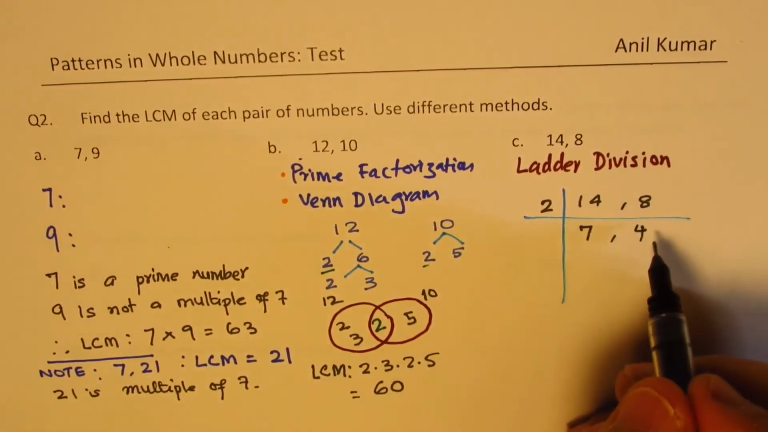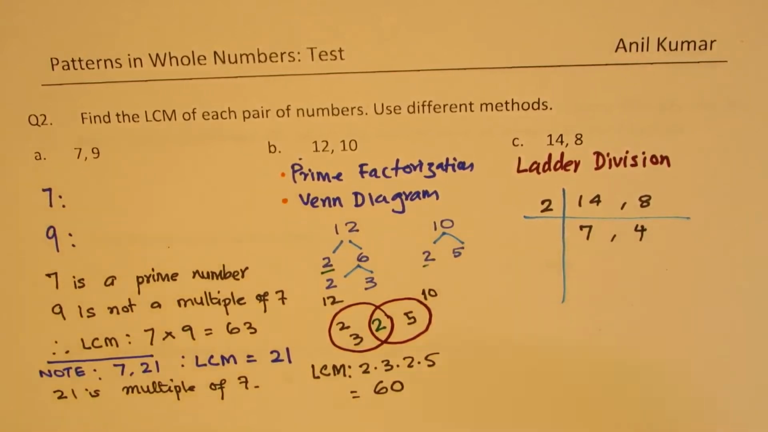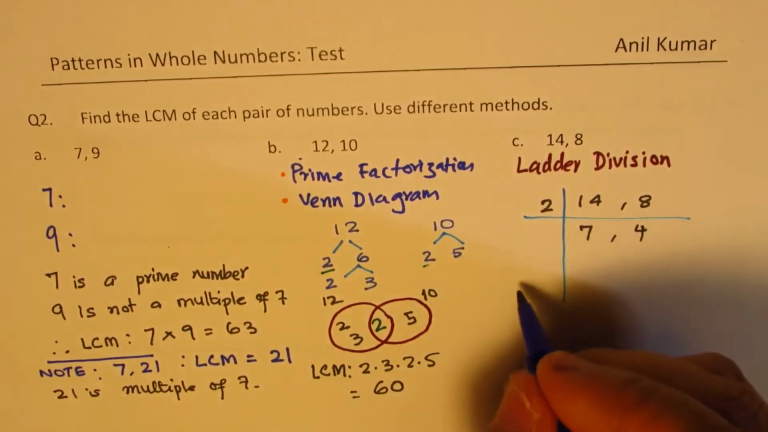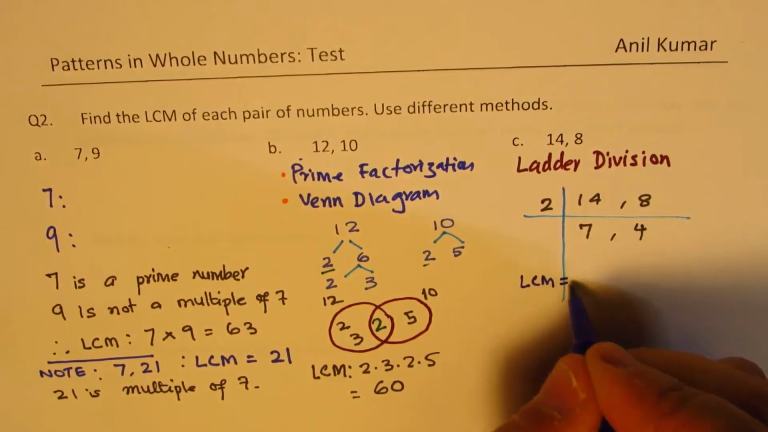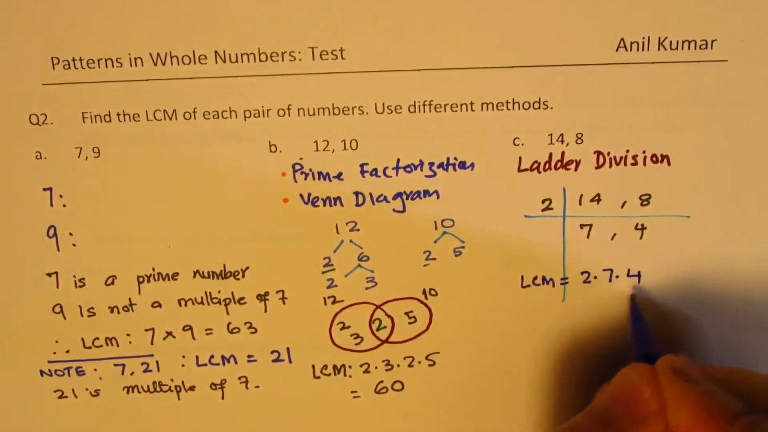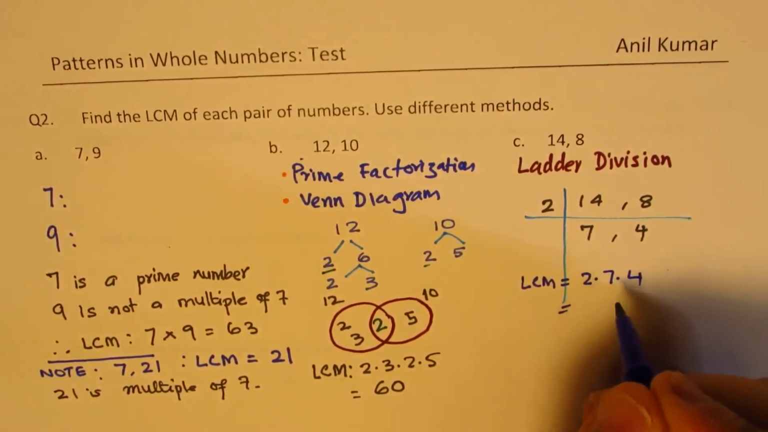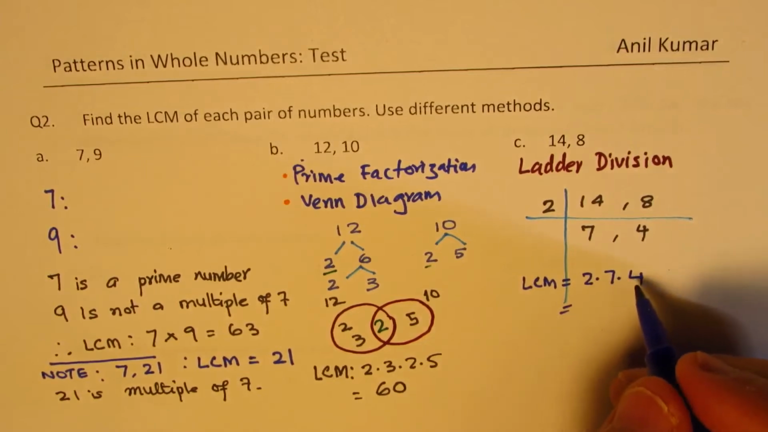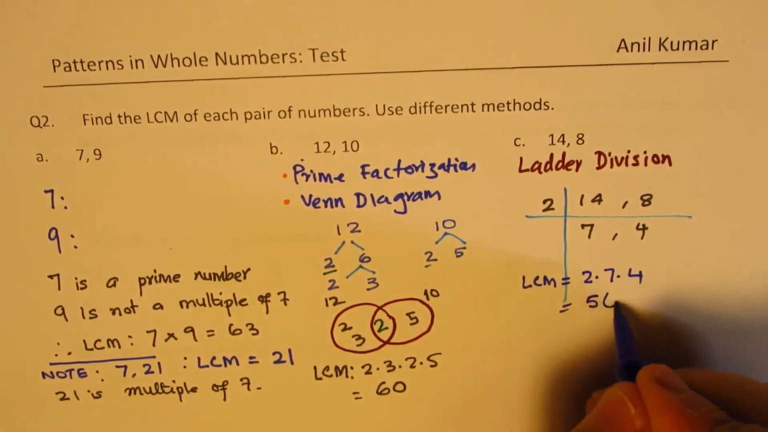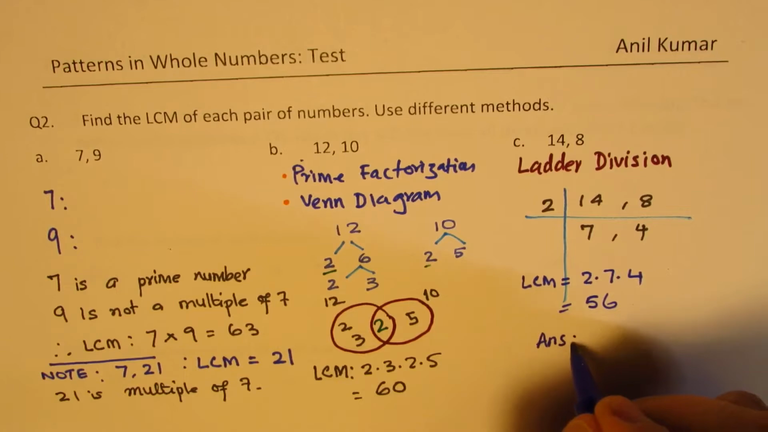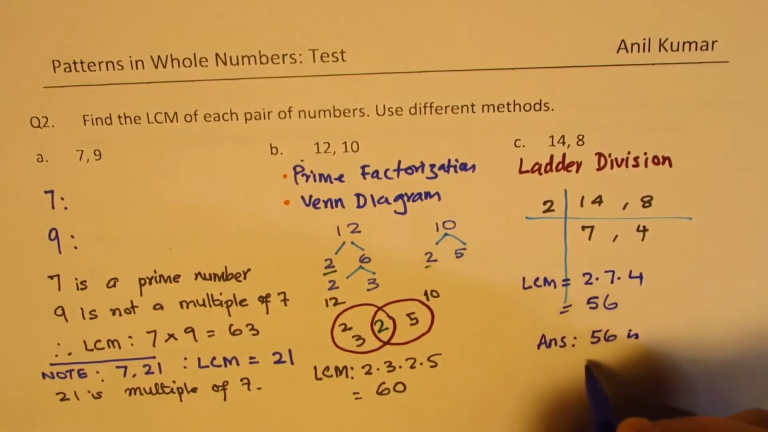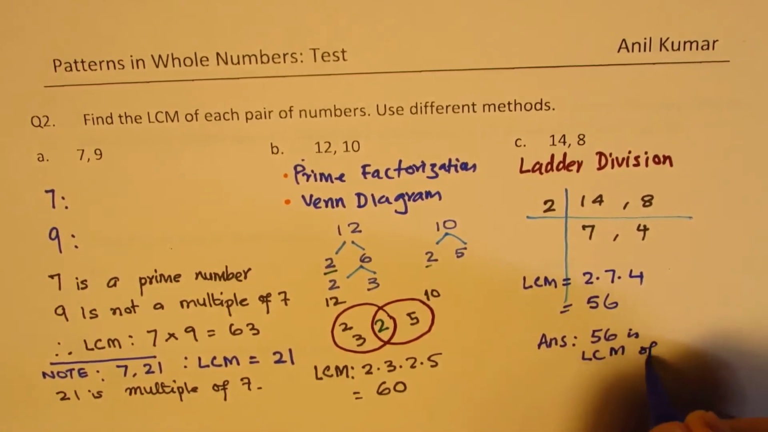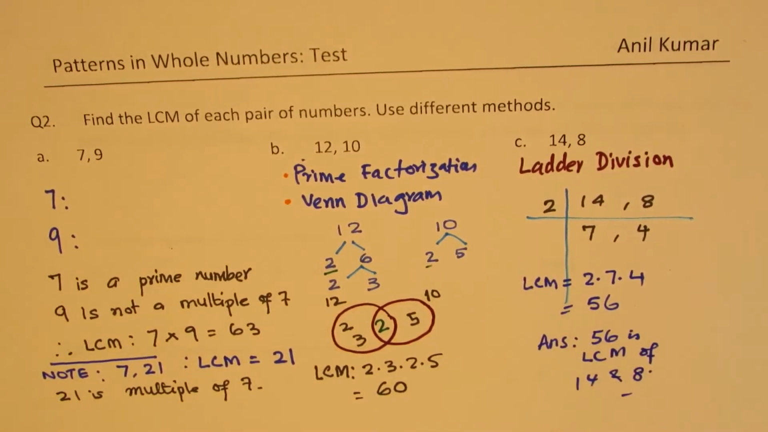So 2 goes 7 times in 14 and 4 times in 8. Now they have no other common factor. So from here, we can write down that the LCM is equal to 2 times 7 times 4. So 8 times 7 is your answer, which is 56. So 56 is the LCM of 14 and 8. Is that clear to you?